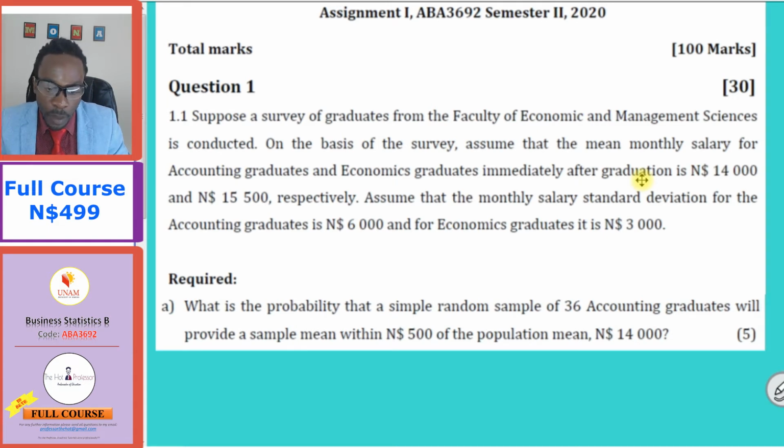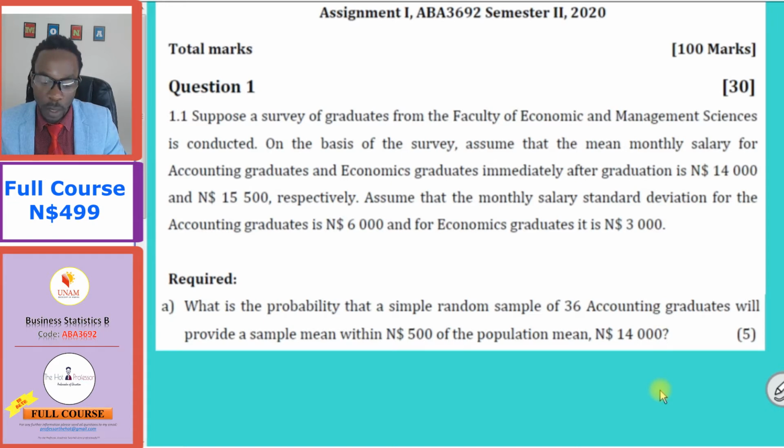It says, suppose a survey of graduates from the Faculty of Economics and Management Sciences is conducted. On the basis of the survey, assume the mean monthly salary for the accounting graduates and economics graduates immediately after graduation is 14,000 and 15,500 respectively. Assume that the monthly salary standard deviation for the accounting graduates is 6,000 and for economics graduates is 3,000. So we're given mean and standard deviation for two samples, one for accounting graduates and one for economics graduates. That should be clear to everyone.